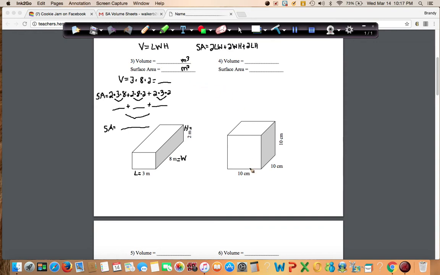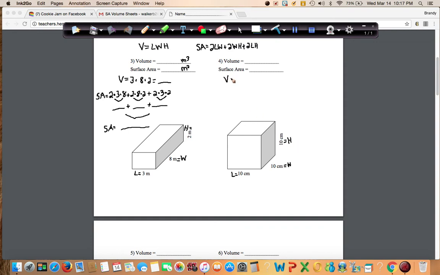Let's look at number 4. Now number 4 is going to be easy. Remember, if they're all the same, we call this a cube, right? Because it's made up of all squares. But you can still use the same formula and do it the same way. And if you notice on your formula sheet, there is not a separate formula for cubes because cubes are done in the exact same way. So there is our length, our width, and our height.